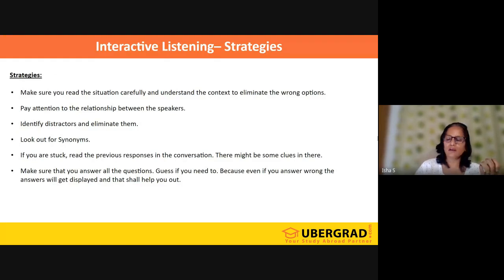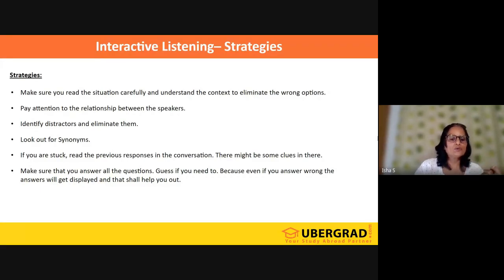Now strategies. Again, the same thing you need to follow: pay attention to the relationship between speakers, whether friends are speaking or students are speaking, like two students or two friends talking to each other. Whatever you listen to, you have to identify the core message they are trying to give, what they want to convey, and if there is any irrelevant information, just eliminate that. Don't try to analyze why this person is saying this, or that this is not the right answer. Please do not focus on that. Your job is not to analyze anything. Just listen and give your feedback.